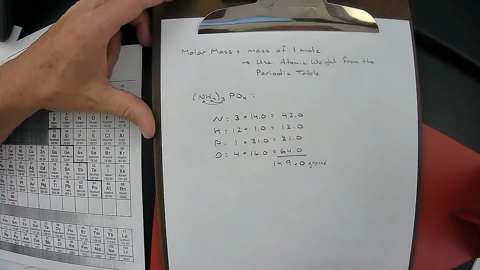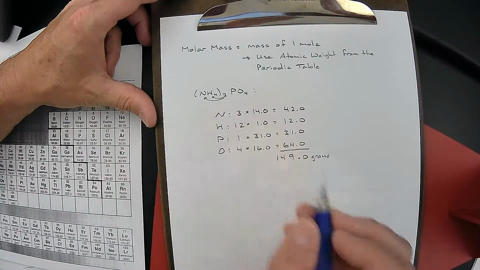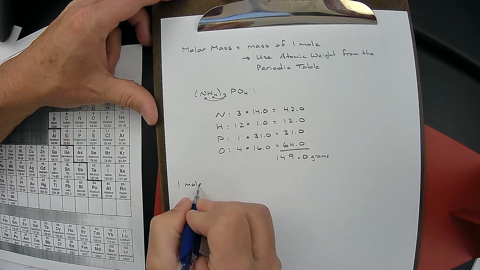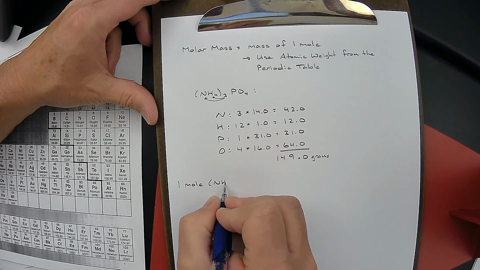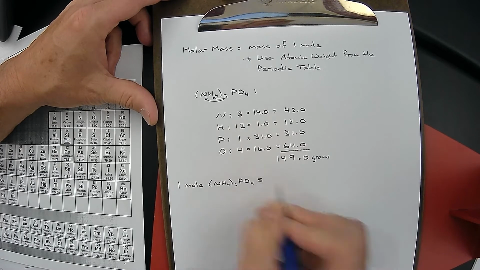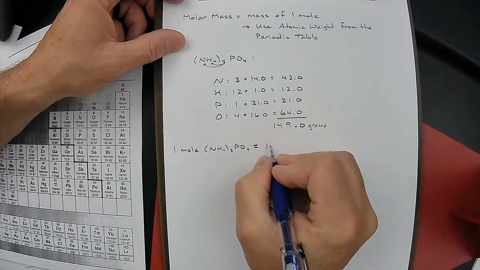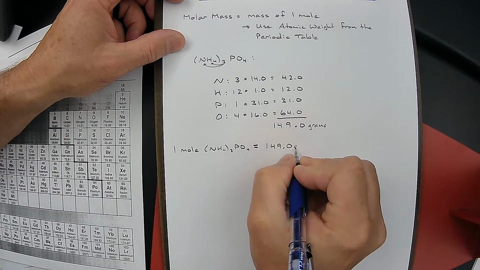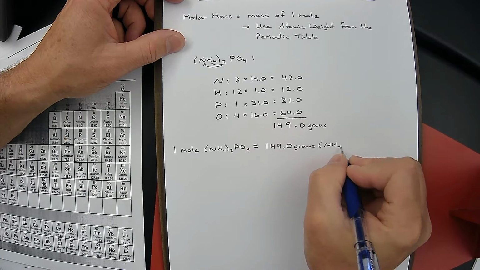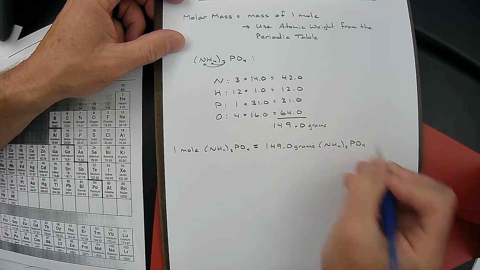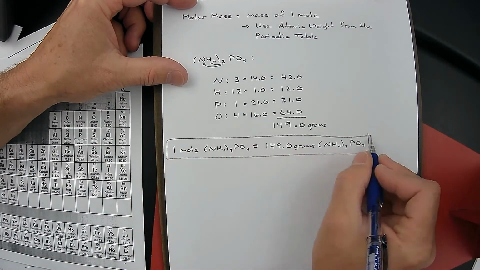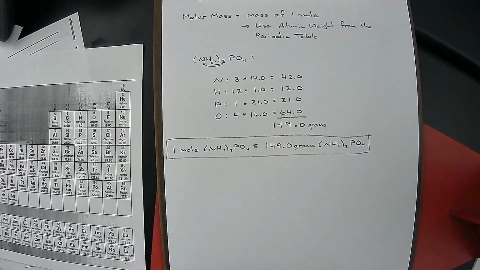The way that we would interpret this is we would say 1 mole of (NH4)3PO4 is equivalent to 149.0 grams of (NH4)3PO4. This is called the molar mass. It is the mass of a mole.